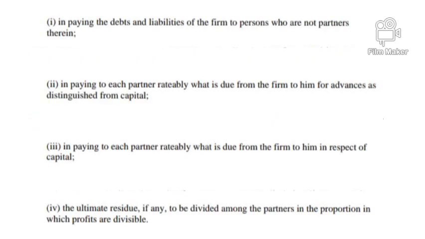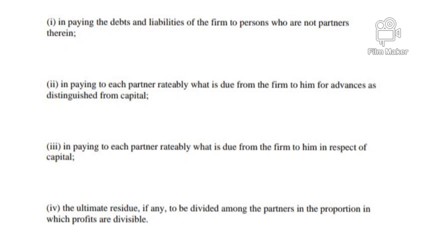Rule number 2, the assets of the firm, including the sums, if any, contributed by the partners to make up for losses or deficiencies of capital, shall be applied in the following manner and order. Order number 1, paying debts and liabilities of the firm to persons who are not partners therein. Order number 2, paying to each partner ratably what is due from the firm to him for advances as distinguished from capital. Take, for example, a partner may give the partnership a loan. So it means that the loan is distinguished from the capital. And according to the order, we must pay the partner for any amount owed to him by the firm in form of a loan. Right.